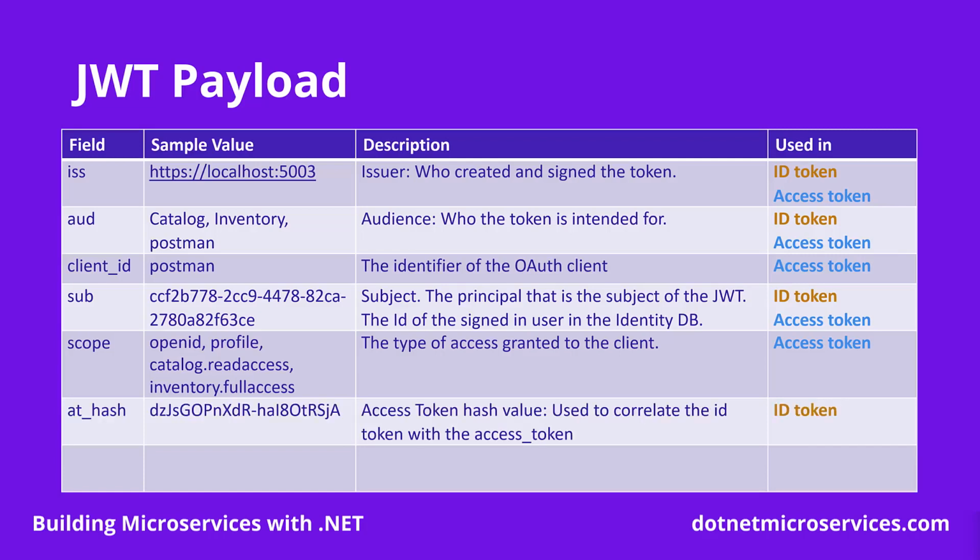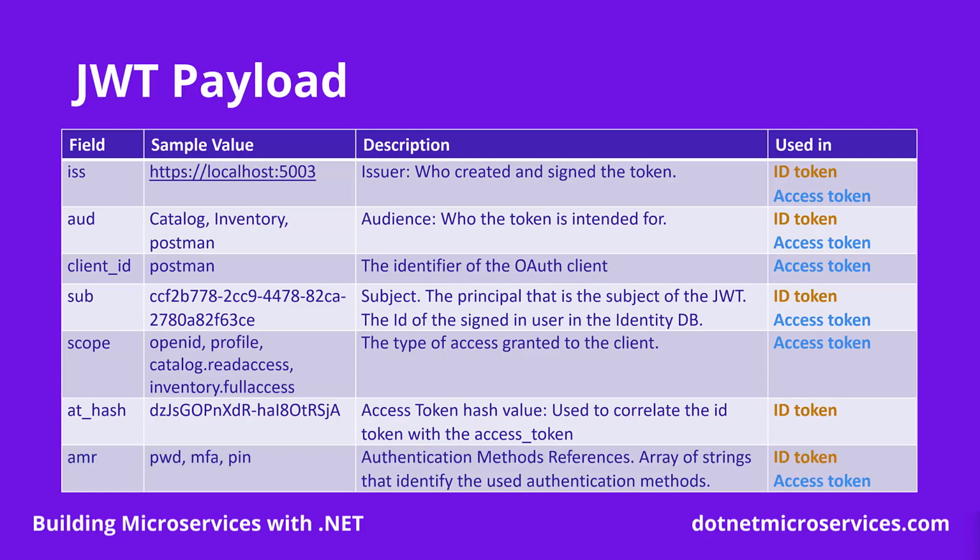AT hash stands for access token hash value, and this one is used to correlate the ID token with the access token in case you need to. AMR stands for Authentication Methods References, and this is an array of strings that identify the used authentication methods. So far, for instance, we have been using pwd, which stands for password. But you could also use mfa for multi-factor authentication, pin for personal identifier, and many other options that are available for AMR.